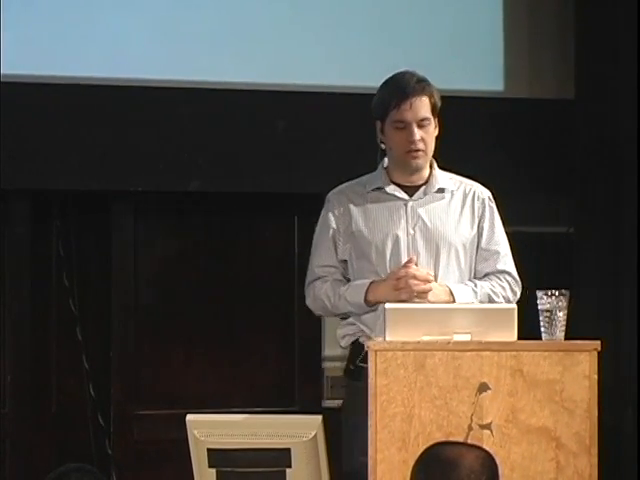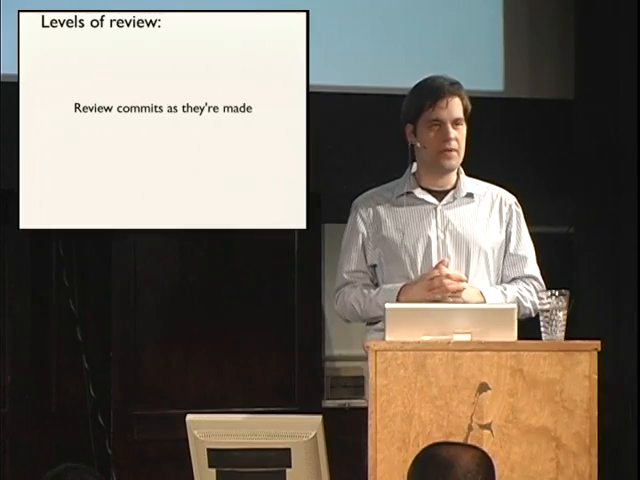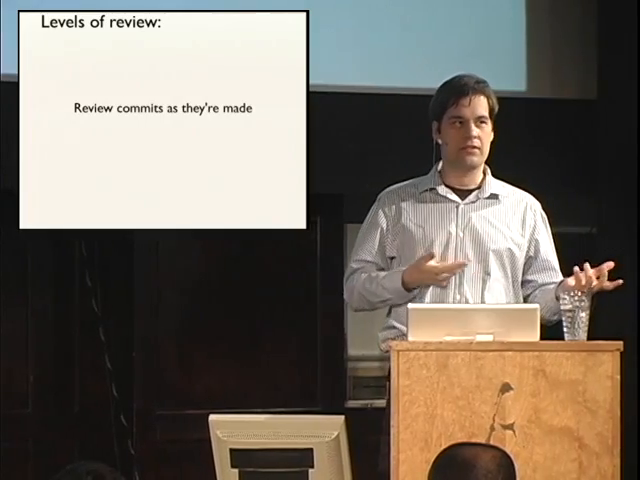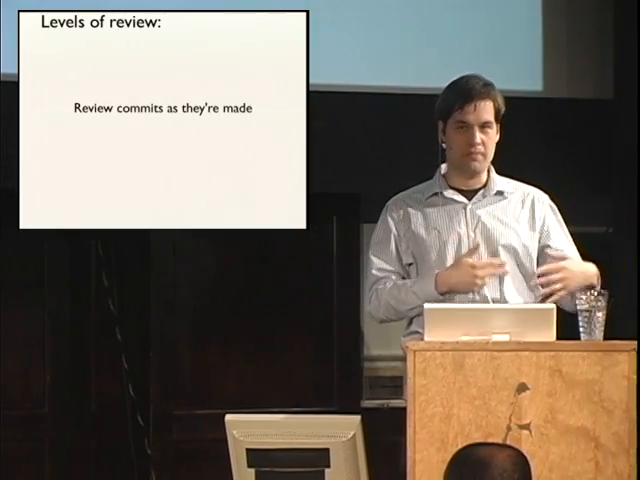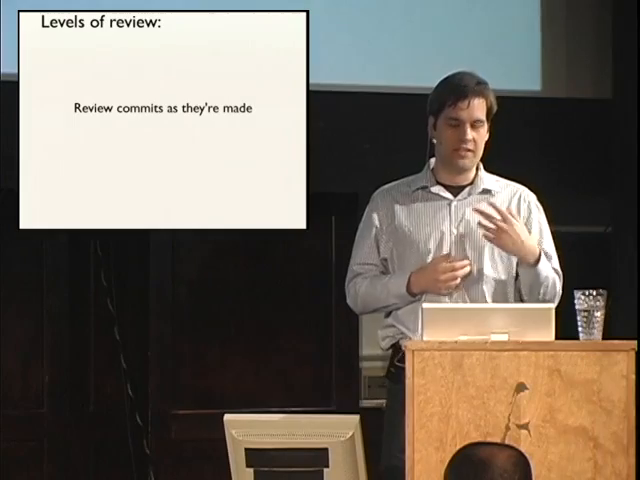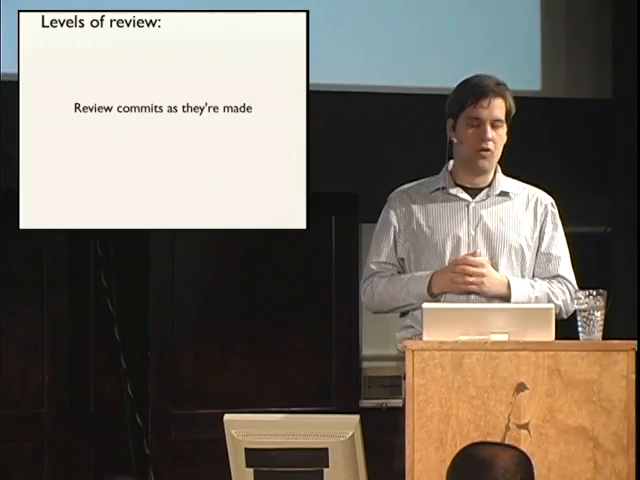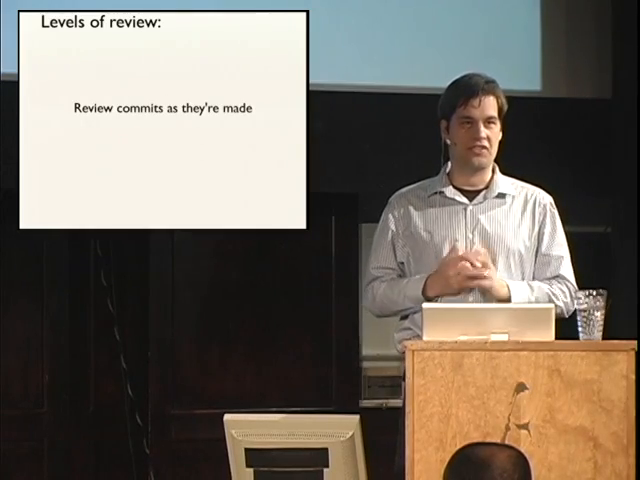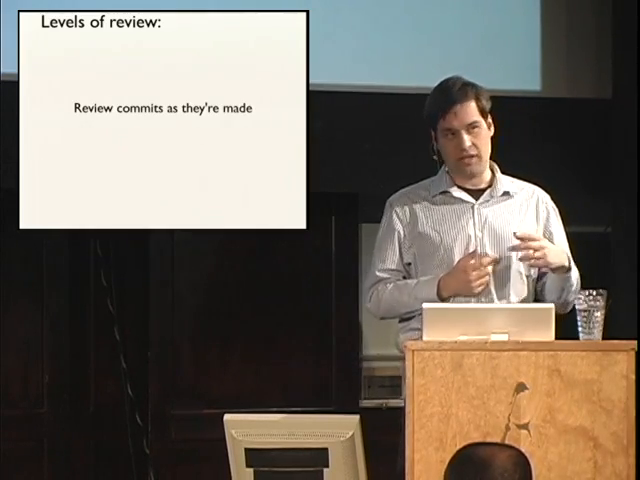So pretty much every open source project of any size reviews commits as they're made. And this can be done after the fact by sending diffs for each commit to a mailing list where people can inspect them and comment on them. Or you can do it beforehand by putting patches into a tool such as a bug tracker or something like Review Board.